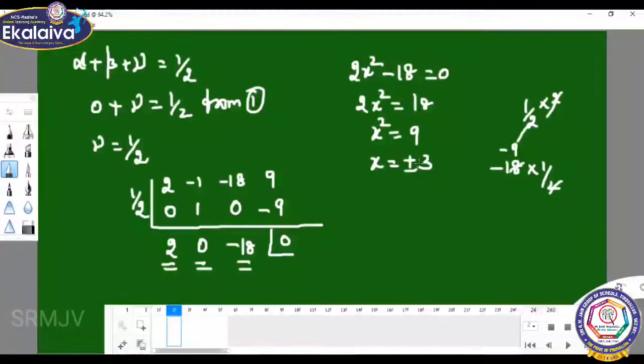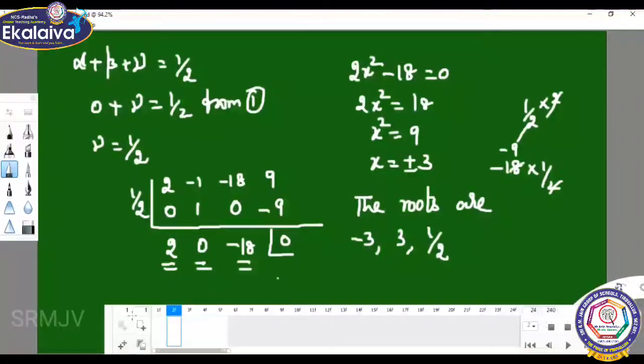So the roots are minus 3, 3, and the gamma value is 1 by 2. See here, 3 minus 3, the value is 0. So the roots are minus 3, 3, 1 by 2.